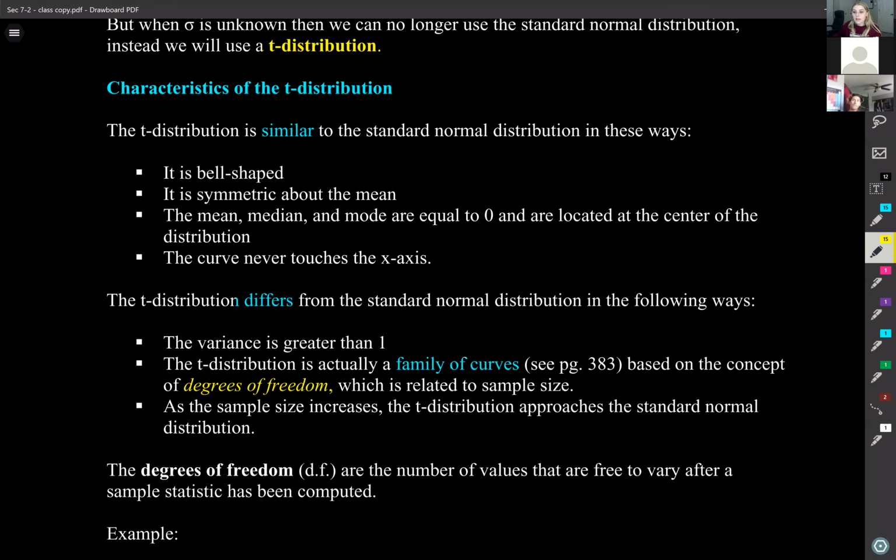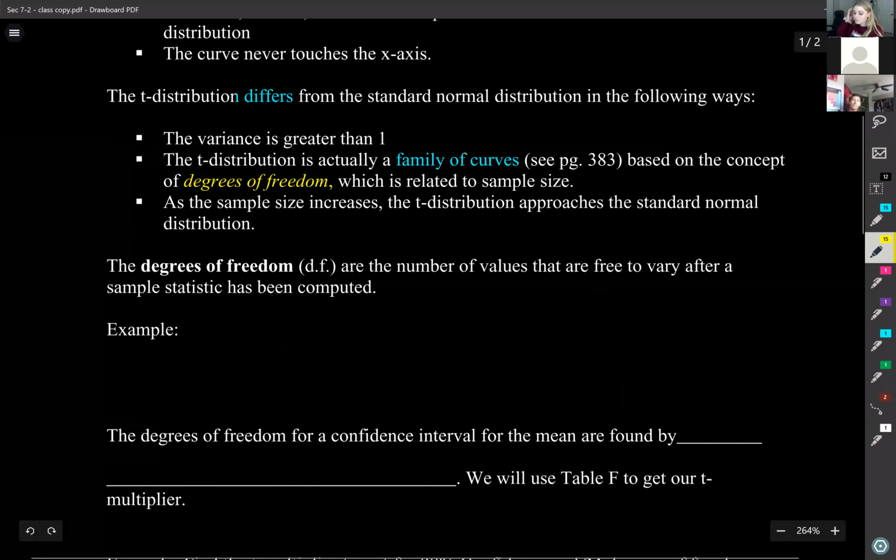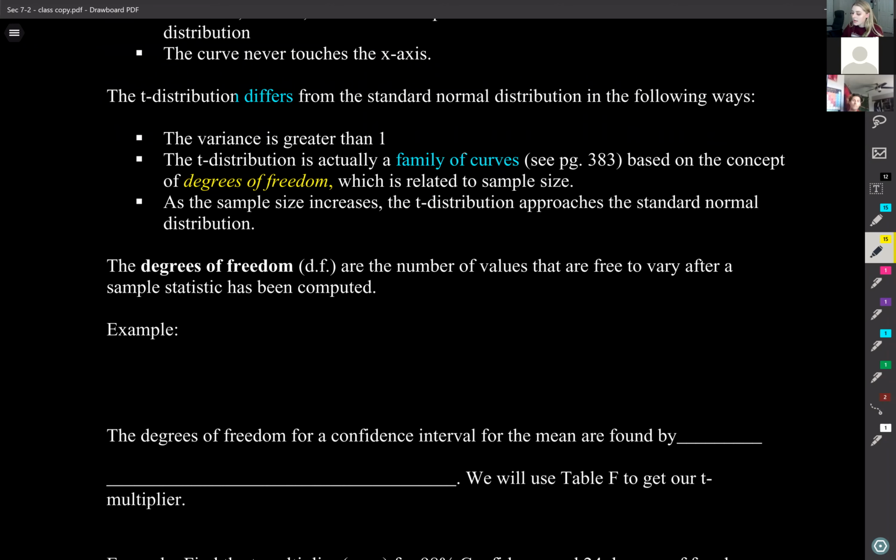Okay, so let's introduce this thing called degrees of freedom, because we said that the t distribution has a family of curves that is based on something called the degrees of freedom. So let's actually define what that is. The degrees of freedom are the number of values that are free to vary after a sample statistic has been computed. That might make absolutely no sense, but once you hear me give an example, I think it will make a little more sense.